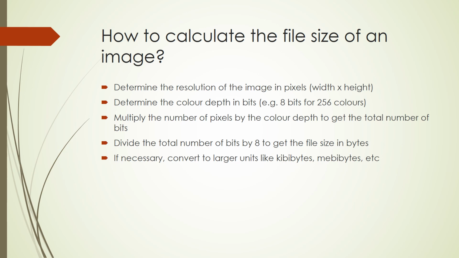How to calculate the file size of an image? First step is you have to determine the resolution of the image in pixels, which is width multiplied by height. Then you have to determine the color depth in bits, 8 bits for 256 colors. Then you have to multiply the number of pixels by the color depth to get the total number of bits.